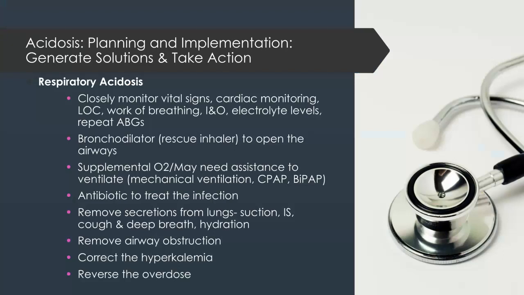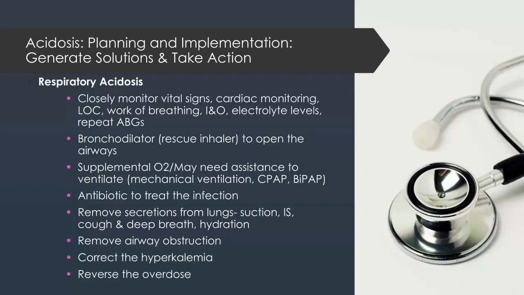So what are we going to do? What are our interventions going to be for somebody with acidosis? Respiratory acidosis, we're going to closely monitor those vital signs, cardiac monitoring because of that hyperkalemia, monitoring the level of consciousness, the work of breathing, intake and output, our electrolyte levels, and repeat ABGs as appropriate. Remember, ABGs can cause damage to our hand, and so we don't want to do that if it's not necessary.